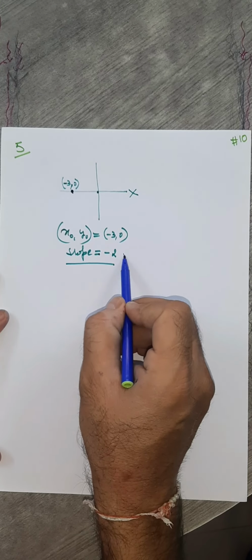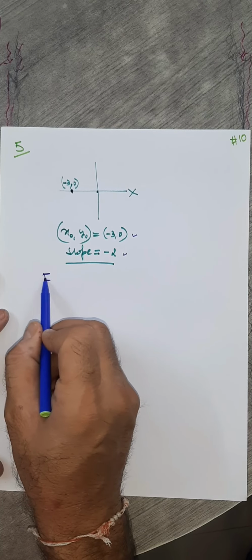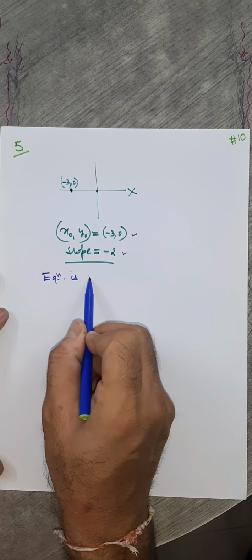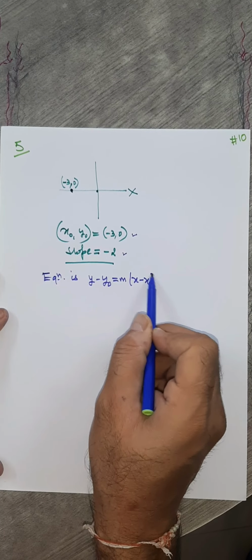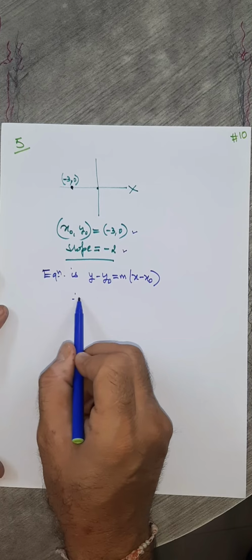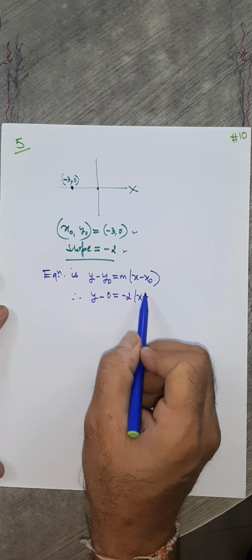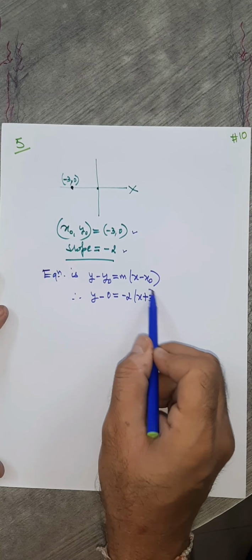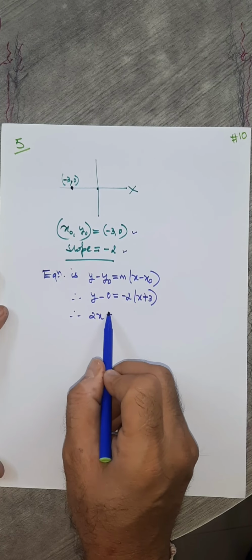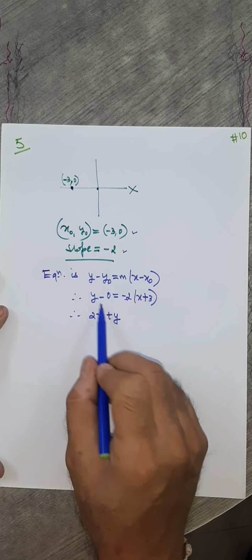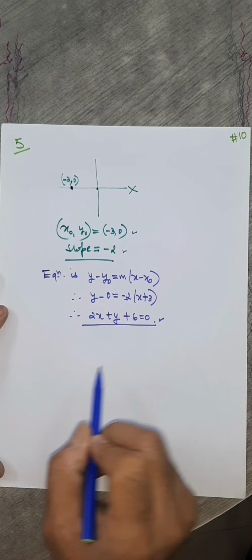Now what do you need to do? You have the slope, you have the point. So which form are you going to use? Point-slope form. So the equation is y minus y0 equals slope into x minus x0. What is y0? You know it is 0. What is the slope? Minus 2. x minus x0. What is x0? Minus 3. So this is plus 3. So if I take it over here, 2x plus y minus 6, or taking it over here, plus 6 equals 0. This is the required equation.